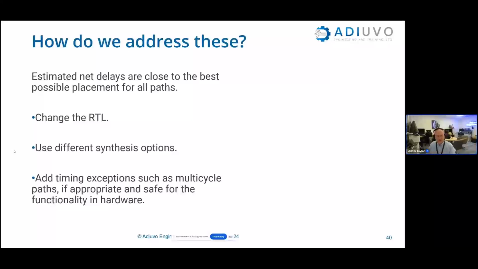Now we've got choices. We can change the RTL, which is possible for my code that I've written. It's not possible for the Smart Connect. We can use different synthesis options. We can add timing exceptions. We have to think about what we want to do.